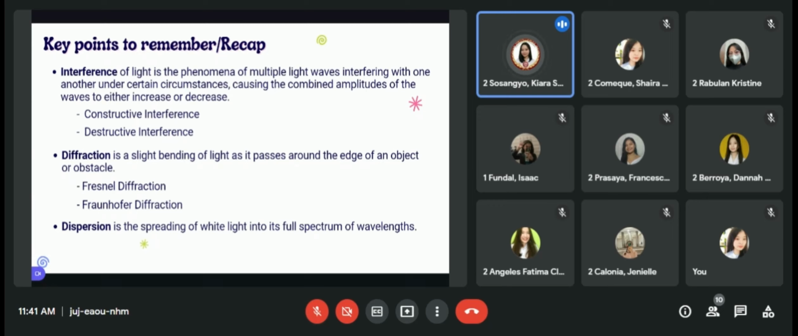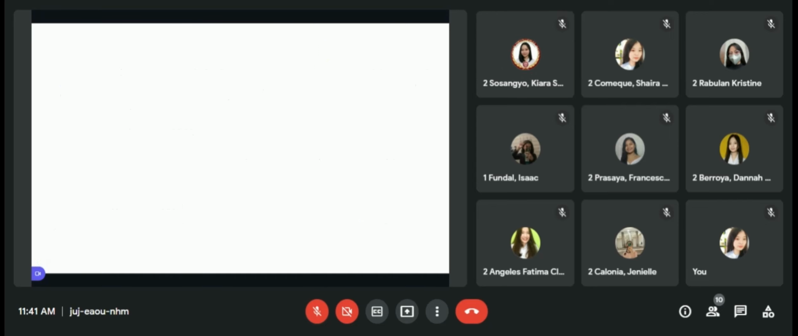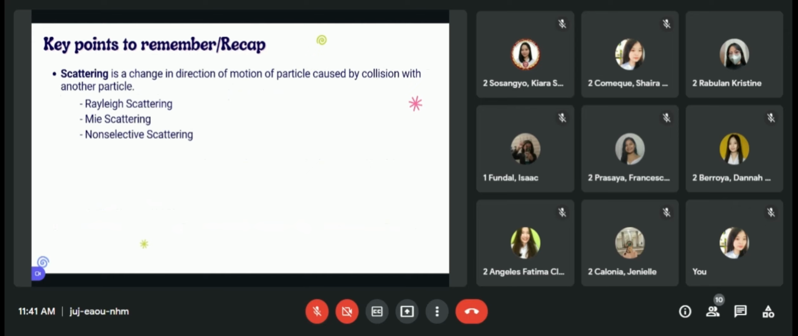Dispersion is the spreading of white light into its full spectrum of wavelengths. And the last one, scattering, is a change in direction of motion of a particle caused by collision with another particle. So here are the types of scattering: Rayleigh scattering, Mie scattering, and non-selective scattering. Ara?